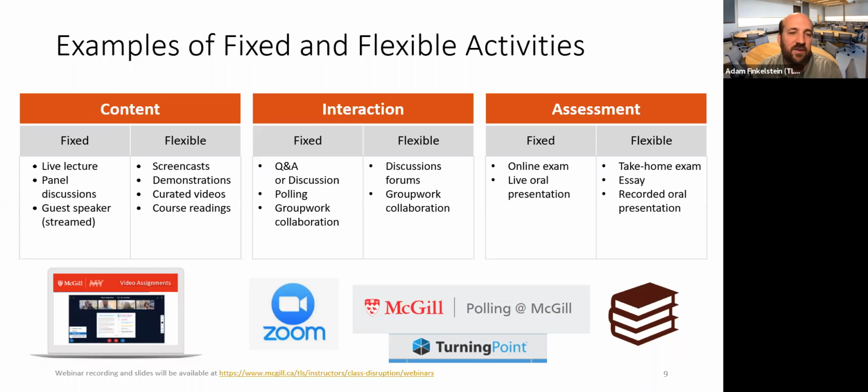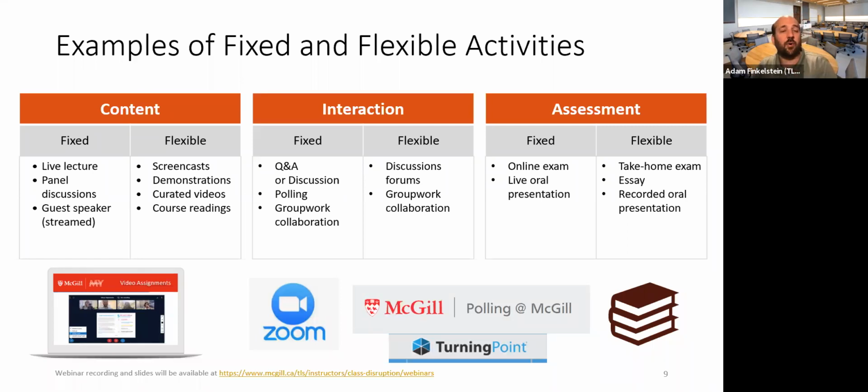Flexible interaction activities are things like discussion forums. Discussion forums in my courses are exceptionally good at being able to manage those kinds of flexible interactions. You can set out a seed statement that people are going to have an argument about. You could have a conversation about a particular piece of content, like a video that's posted. Any of those ideas are really great for using discussions online.